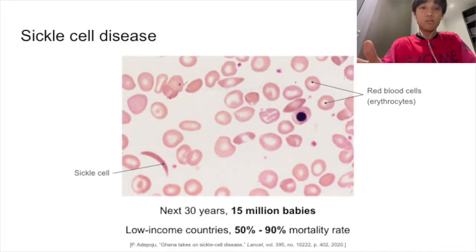Sickle cell disease is the most common inherited blood disorder. It causes red blood cells to form rigid sickle-shaped cells, which block blood vessels, causing pain crises, organ damage, or death. It is estimated that in the next 30 years, 15 million children will be born with sickle cell disease. Unfortunately, the burden of the disease is highest in low-income countries, where mortality rates are high due to the lack of screening and treatment options.